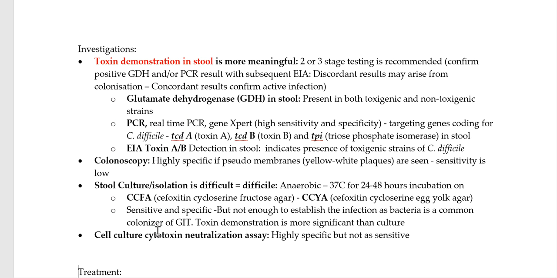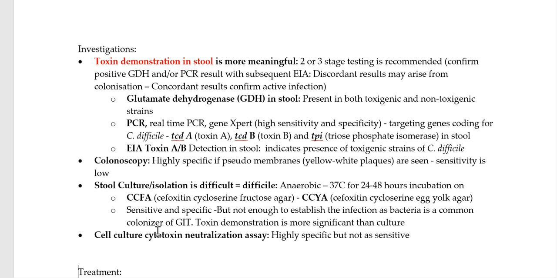Now, GDH is present in both toxigenic and non-toxigenic strains, but PCR may detect specific genes coding for toxin A, that is tcdA gene, toxin B, that is tcdB gene, and triose phosphate isomerase gene, that is TPI, in stool. Enzyme immunoassay for toxin A and B indicates presence of toxigenic strains only. That's why it is more specific. Because a gene, obviously you detect, but it is not necessary that all genes may express. That's why they have more emphasized phenotypic detection using enzyme immunoassay as confirmatory.